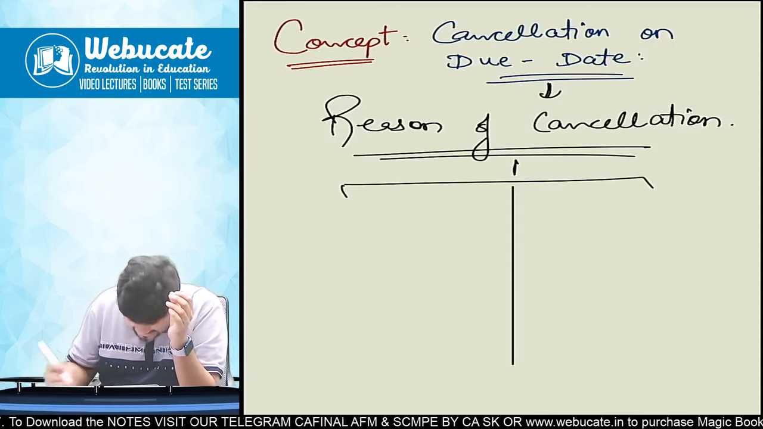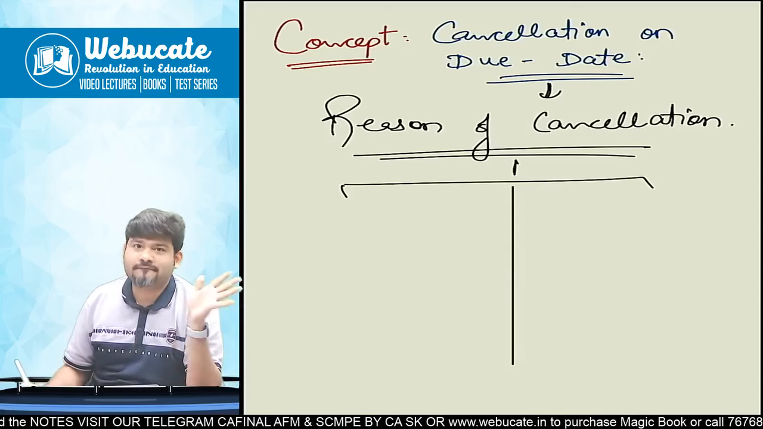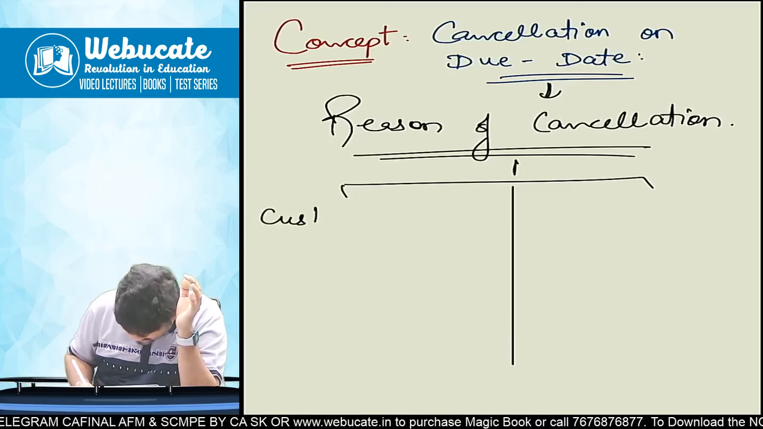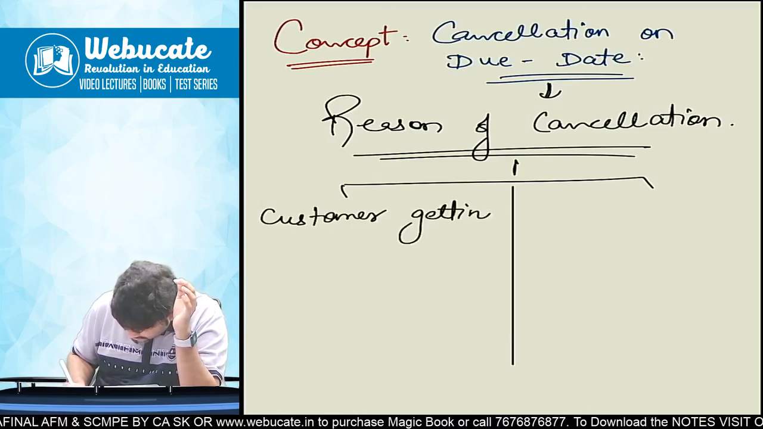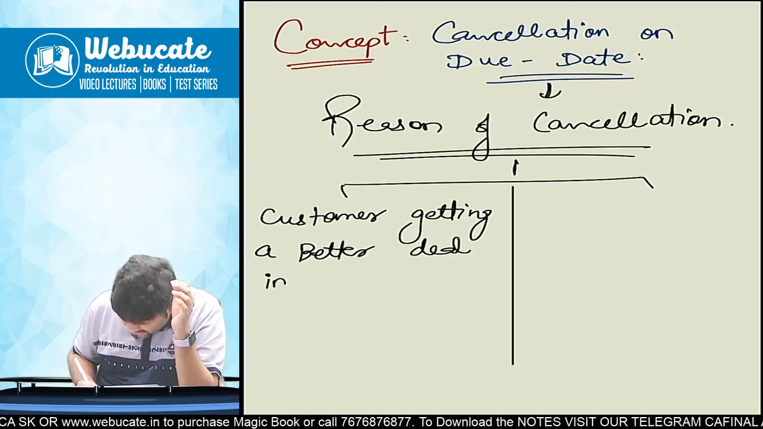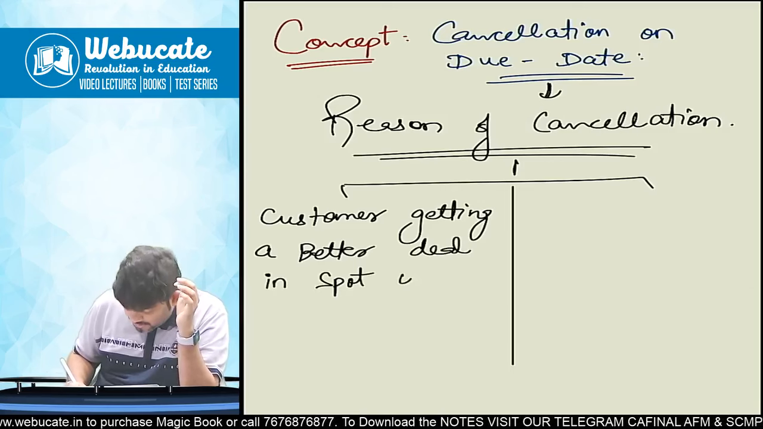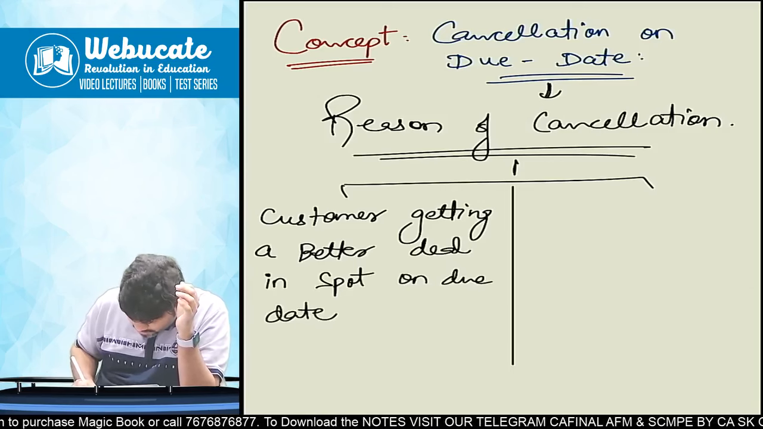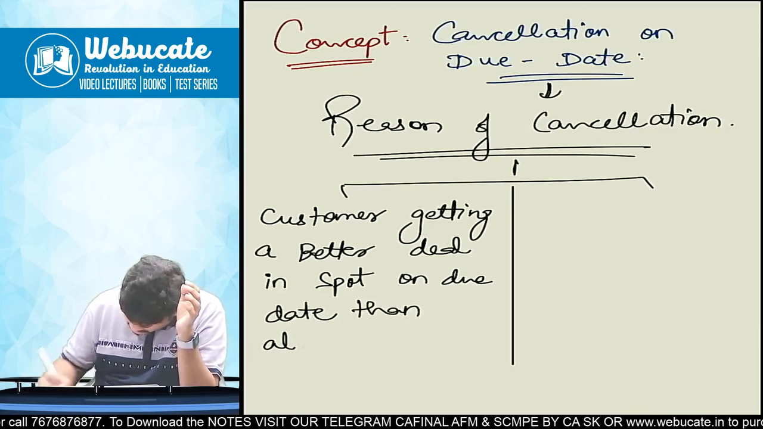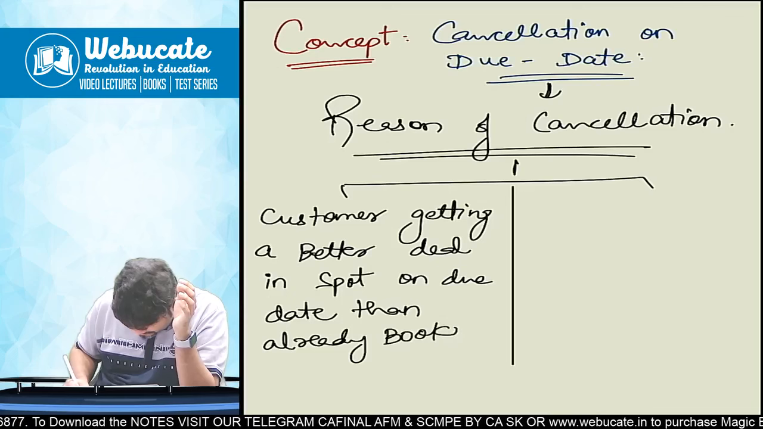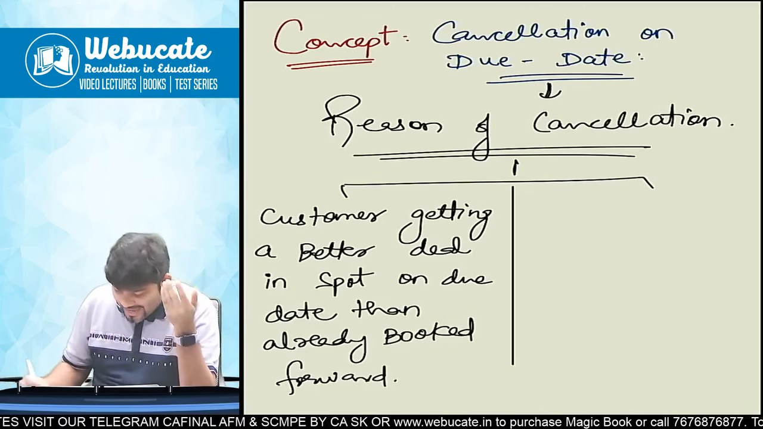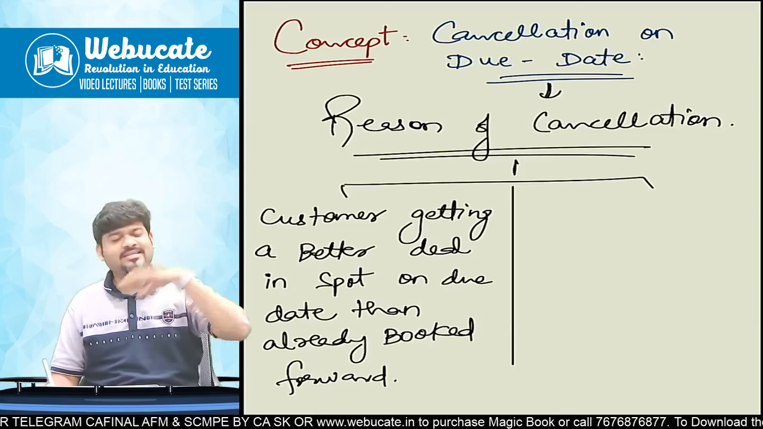One of them is that the customer is getting a better deal at the spot rate. It is very much possible. He will say, I am purchasing at the spot, I don't want the old ones. So: customer getting a better deal in spot on due date than the already booked forward. And the other may be that genuinely the import export transaction has been called off.